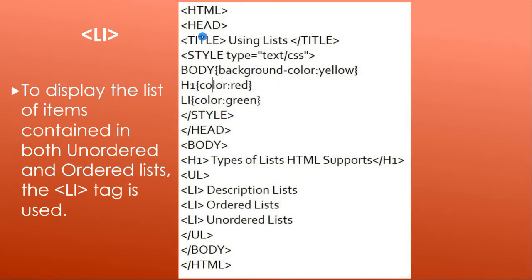I just started with HTML, head, title, and here I've given the title as using list. Here I'm using CSS, and for body I'm giving the background color as yellow, so that my web page will be in yellow color, and the H1 heading tag will be in red color, and the list items li will be in green color. This is the CSS for li, list items. I'm closing style and head, now opening body and H1, that is heading 1. Within the heading tag I'm giving some text.